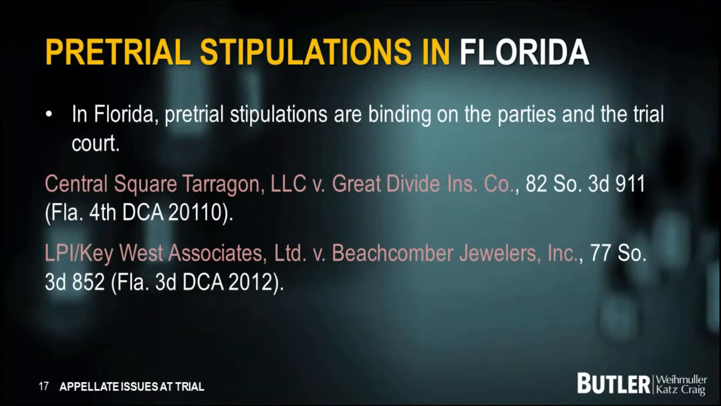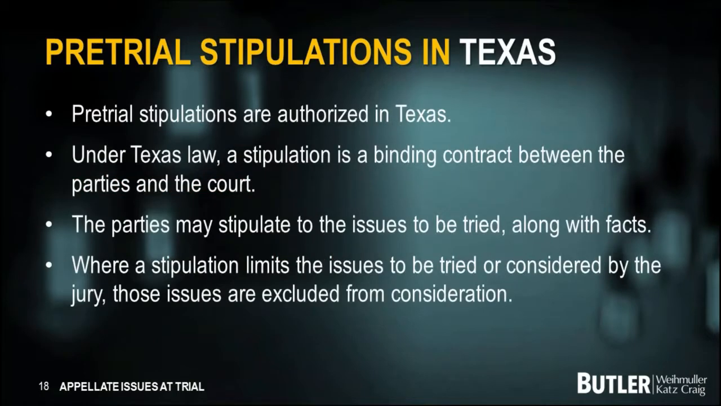In Florida, pretrial stipulations are binding on the parties and the trial court. A great case on this is the Central Square Tarragon case, and also a recent case out of the 3rd DCA is this Beachcomber Jewelers case. Texas, the same way. Pretrial stipulations are authorized. They're a binding contract between the parties and the court, and you can stipulate to the issues to be tried along with facts. And if you do have this kind of stipulation, it limits the issues to be tried by the jury, and those are properly excluded from consideration.